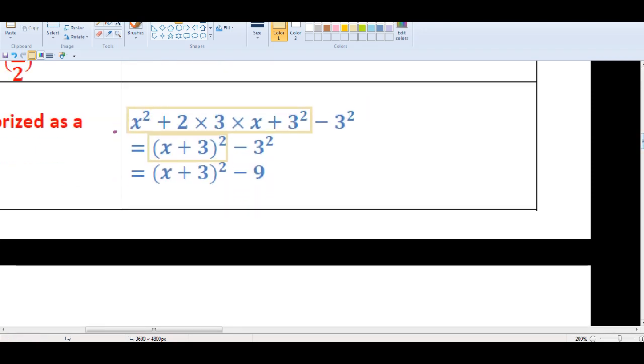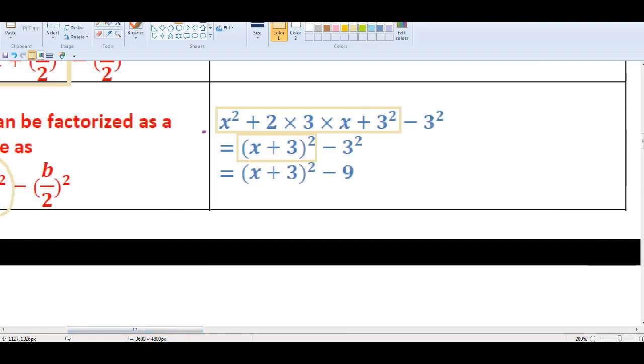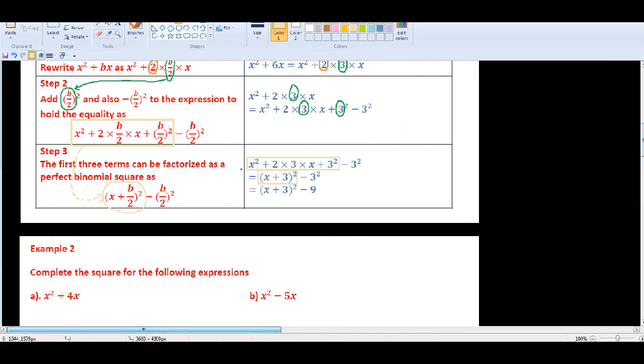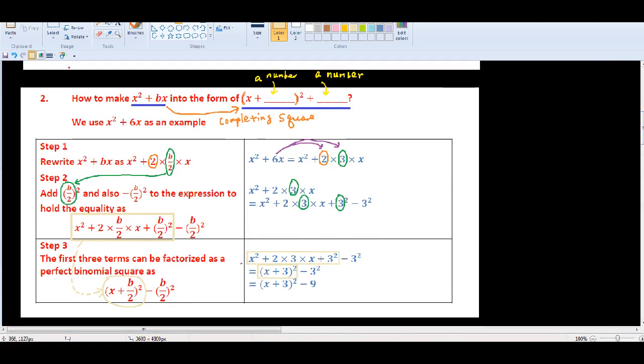So keep that 3 squared outside the bracket, and of course when you simplify, it becomes 9. Okay, so have we finished the question here? With a bigger picture, you see what we have done. The purpose is to convert this one, x squared plus 6x, into a complete square plus a number.